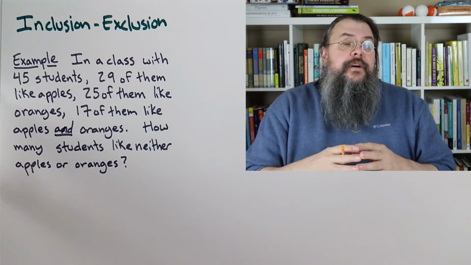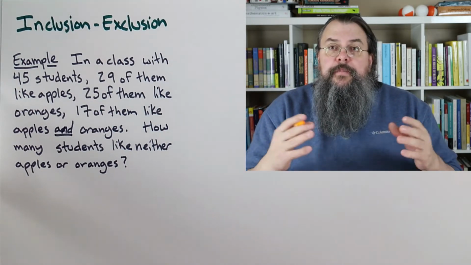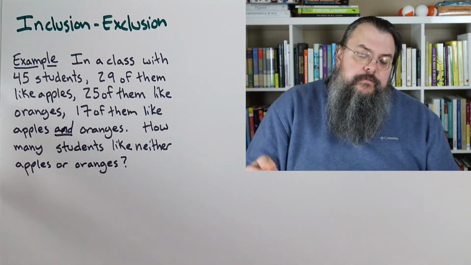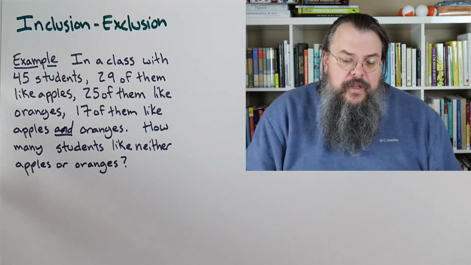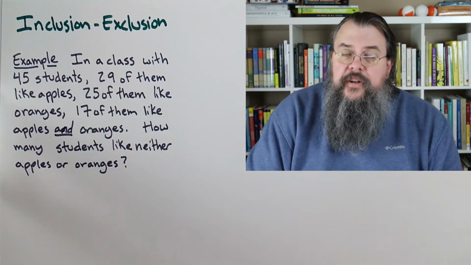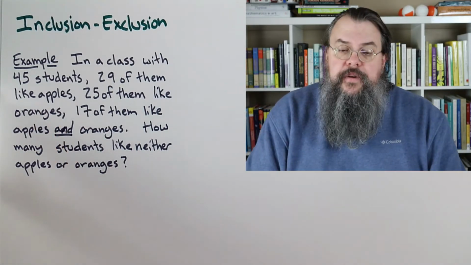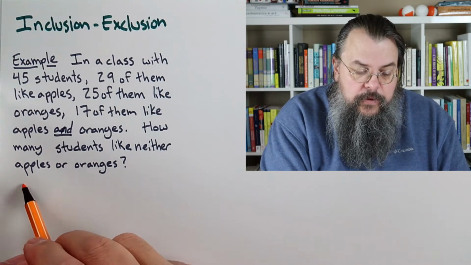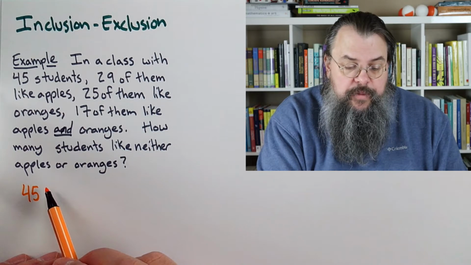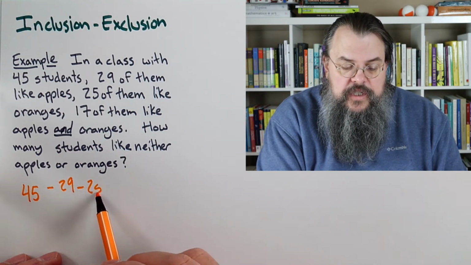Okay, so, what can we do? Well, we know how many people there are, right? There's 45. A first guess would say, well, let's take 25 plus 29, add that together, and subtract that from 45, right? That seems pretty reasonable. So we'll take our 45 students, that's all of them, and we'll take out the people who like apples, and we'll take out the people who like oranges.